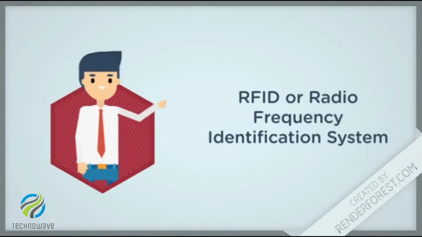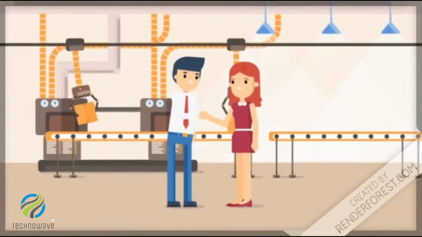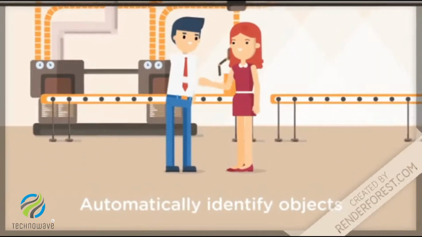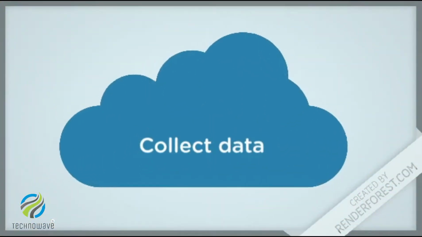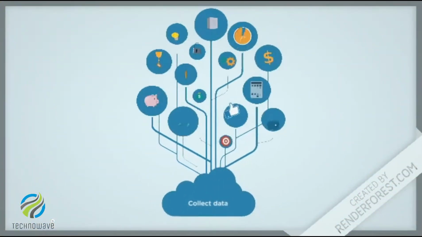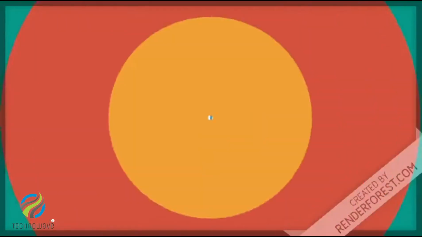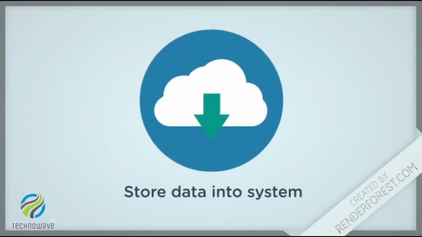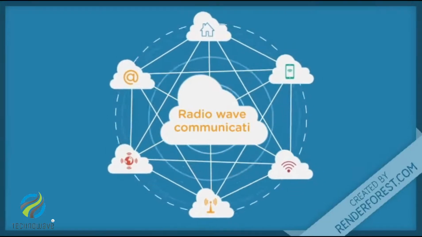RFID belongs to a group of technologies referred to as AIDC, Automatic Identification and Data Capture. AIDC methods automatically identify objects, collect data about them, and enter those data directly into systems with little or no human intervention. RFID methods utilize radio waves to accomplish this.